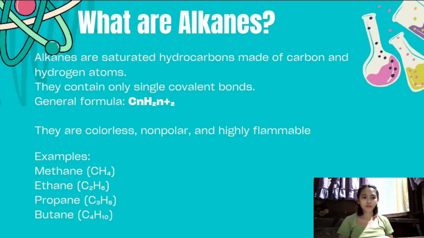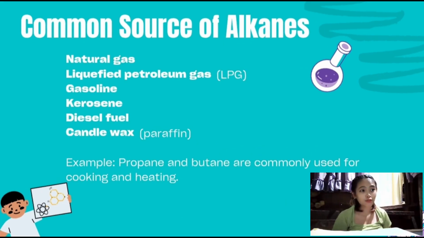Examples are methane, CH4, ethane, C2H6, propane, C3H8, butane, C4H10. Kana sila is commonly used as fuel. Next is common sources of alkanes. First is natural gas, which is used for energy. Second, liquefied petroleum gas, used for cooking. Kanang gasul, LPG.